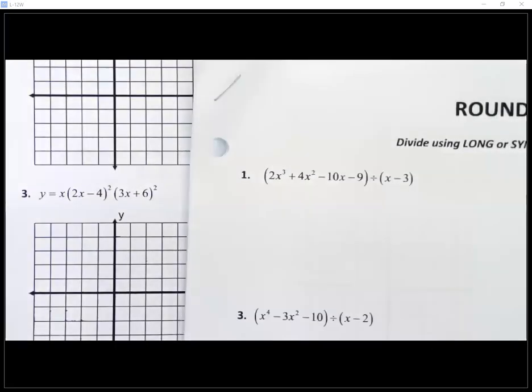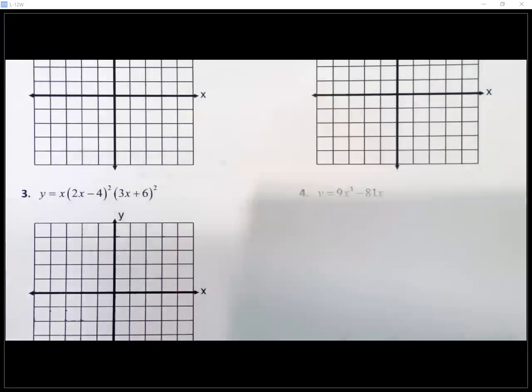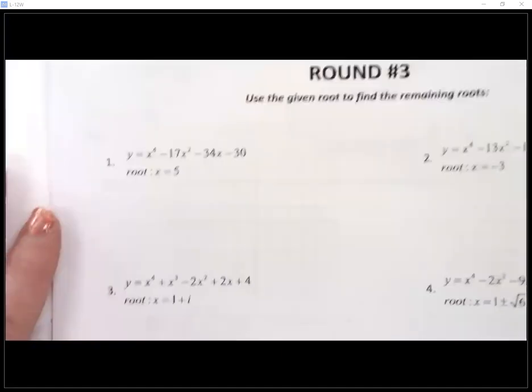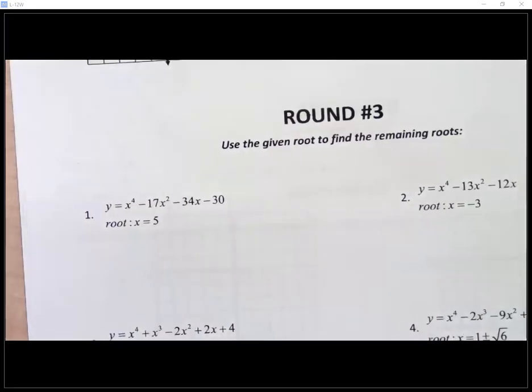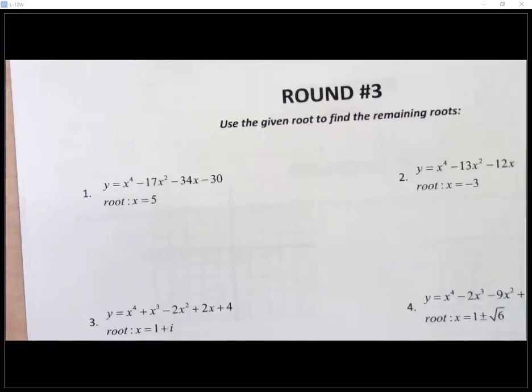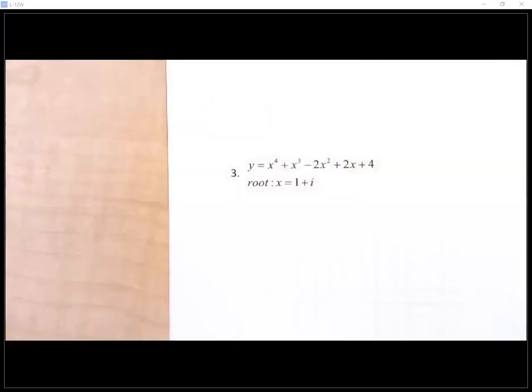Let's see, round 3. What's round 3 all about? Oh, yes. Okay, you're given a root. You got to find the other ones. So I assume we need to practice one of the worst ones. So how about 3? Let's do number 3 together. They gave you 1 root. You got to find how many total are there going to be on number 3? 4. There should be 4 in total.